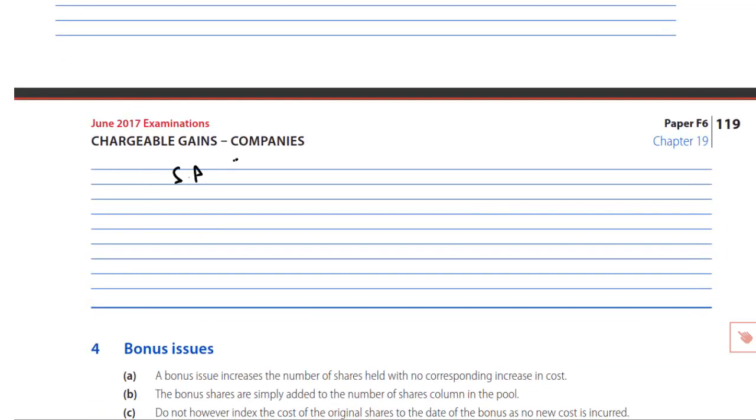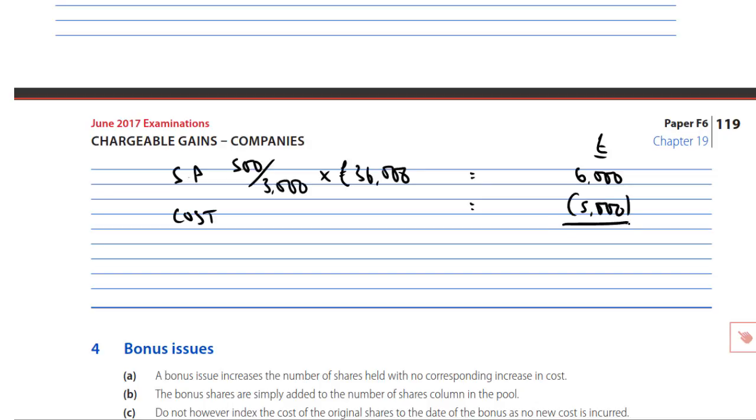Sales proceeds. Now we know that we are specifically dealing with 500 of the 3,000 shares that were sold for proceeds of £36,000. That therefore would give us sales proceeds on the 500, 1/6, 500 over 3,000, of £36,000, which I think will be £6,000. What was the allowable cost? The allowable cost, we were told, £5,000.